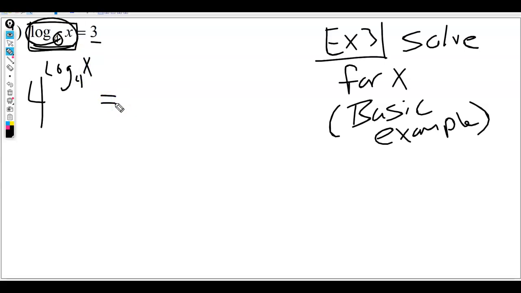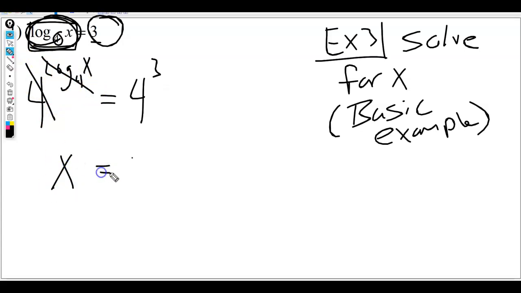Now I'm allowed to do that. I'm allowed to make this side a power of 4 if I also make this side a power of 4. Now why would I do that? I would do that because of that rule we talked about earlier. This cancels this, and we're left with just the x.